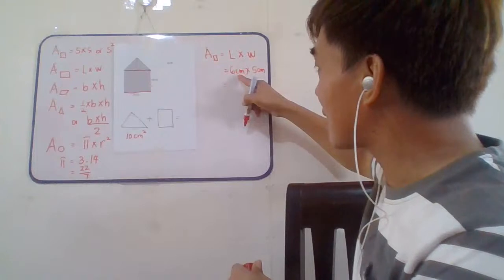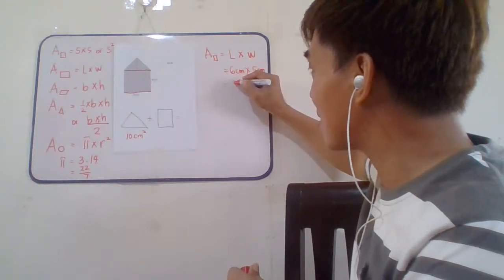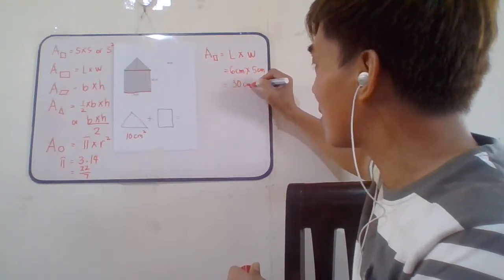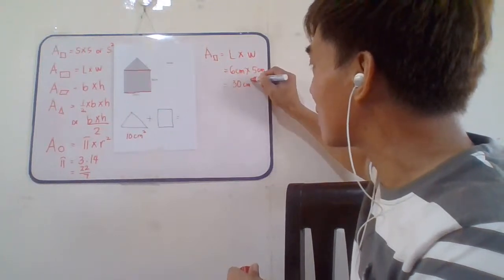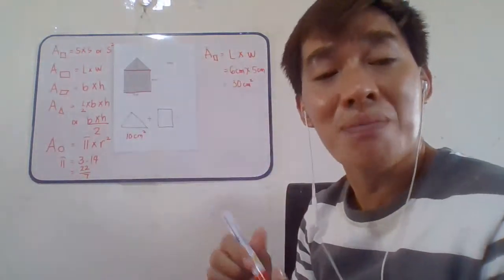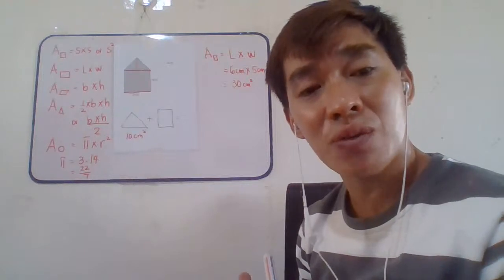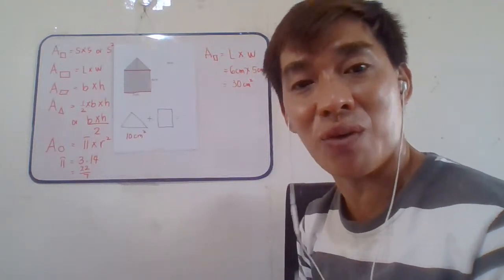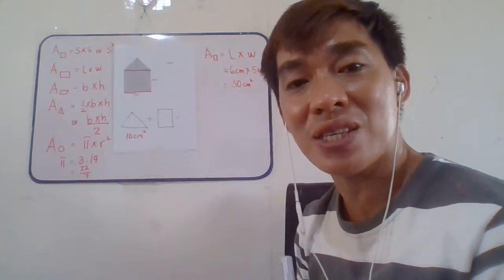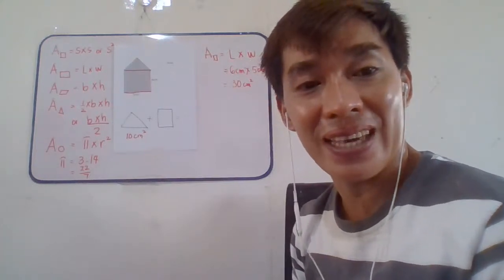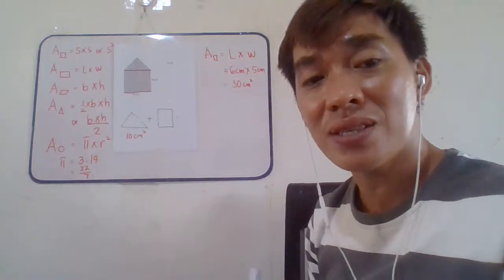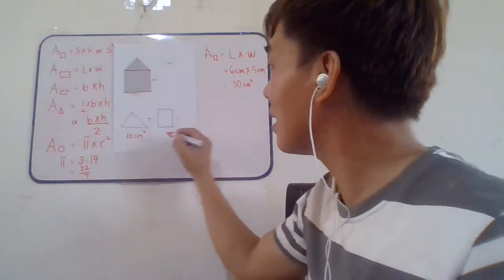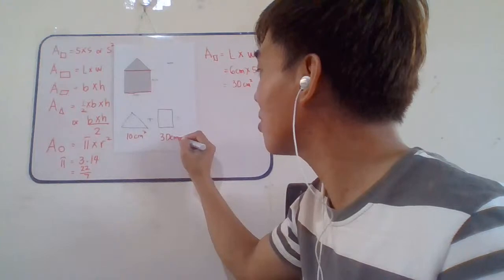So 6 centimeters times 5 centimeters, that's 30 centimeters. Centimeters times centimeters, that is centimeters squared. Remember, because we are counting the number of squares, that's why our answer would always be in square units: square centimeters, square millimeters, and square meters. Okay, square inches, square kilometers. Okay, so the area is 30 centimeters squared.